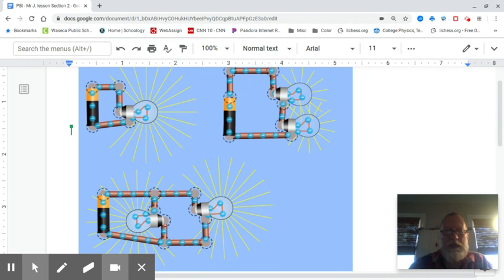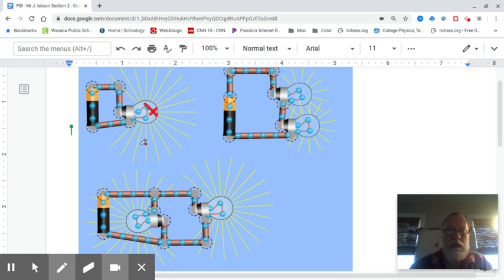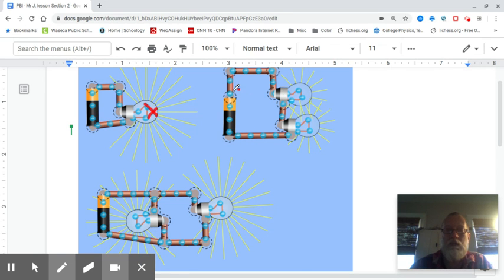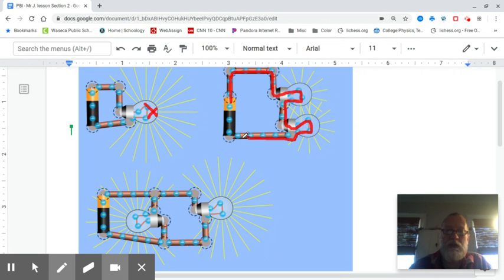Here we have three circuits. We have a single bulb circuit right here and two bulbs in series here. And we know they're in series because as we follow the electricity, we can go with an unbroken path from one side of the battery to the other side of the battery. And so we have a loop that goes through both bulbs and comes back to the battery.